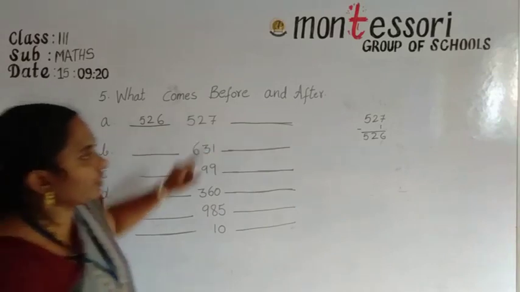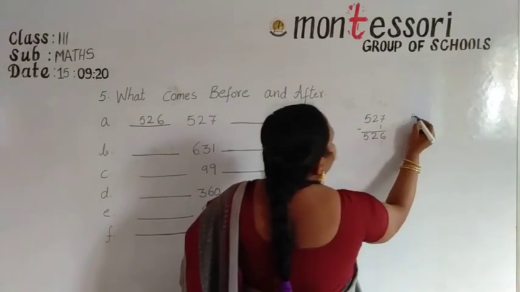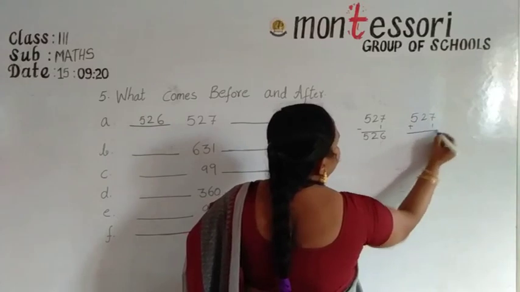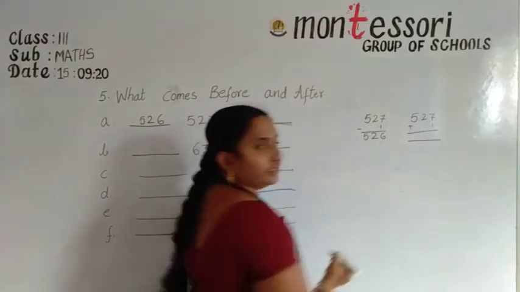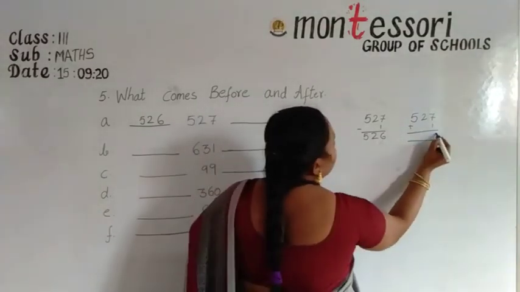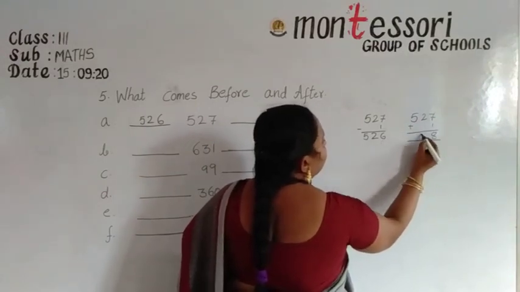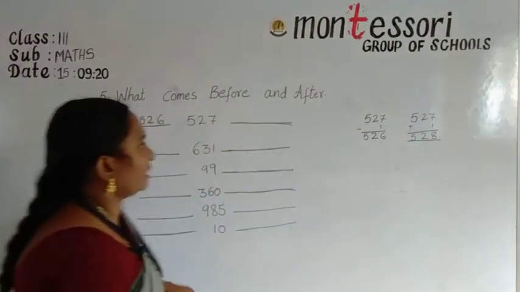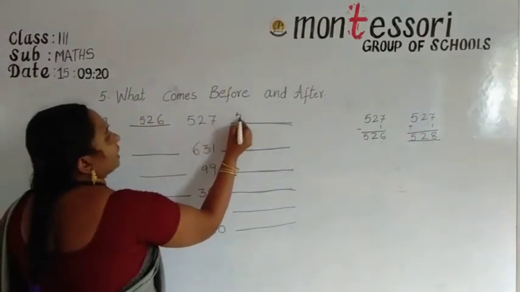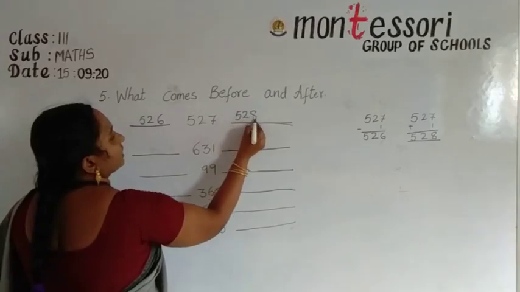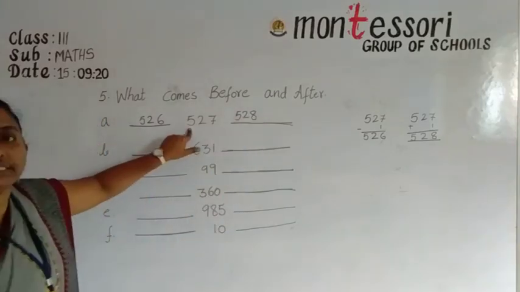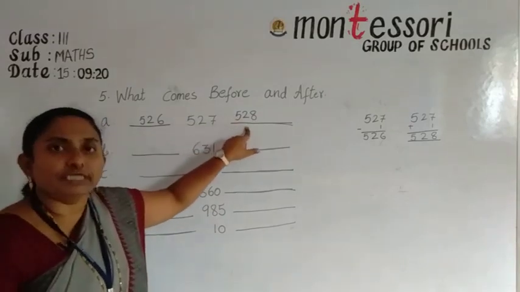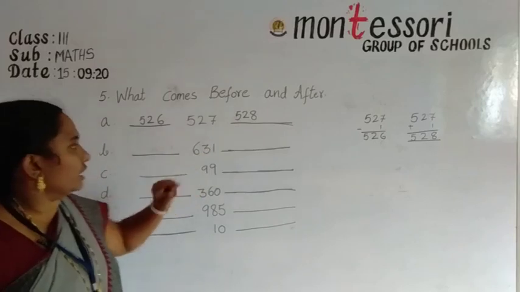Now we can find out the number that comes after 527. Comes after means we do plus 1, the addition. Now 7 plus 1, 8. And again here we write 2, and next here 5. So what is the answer? 528. Now the number that comes after 527 is 528.